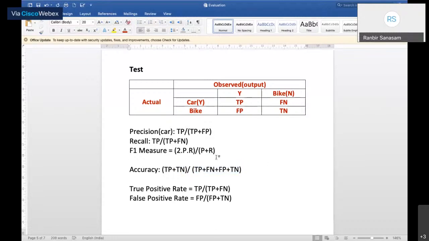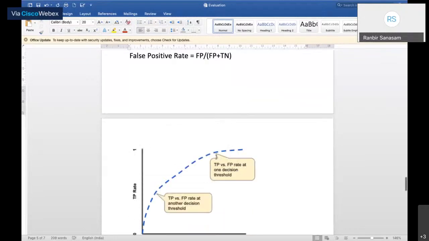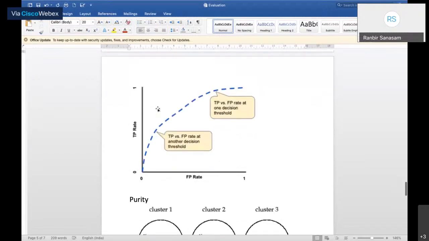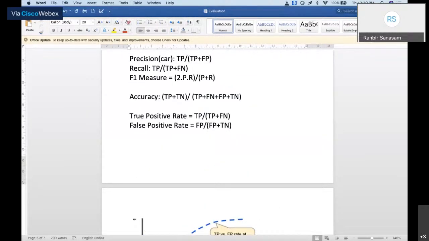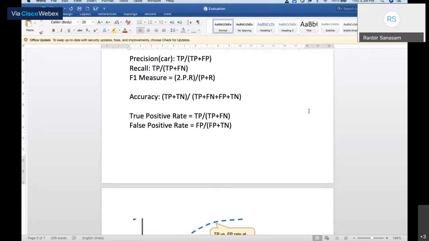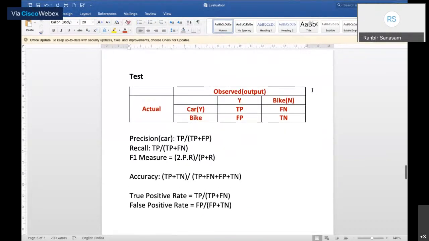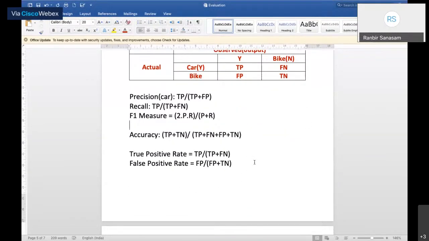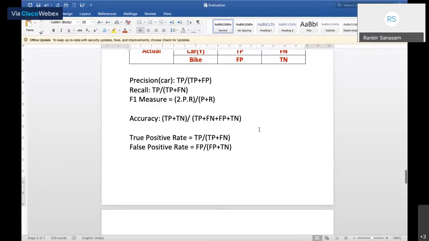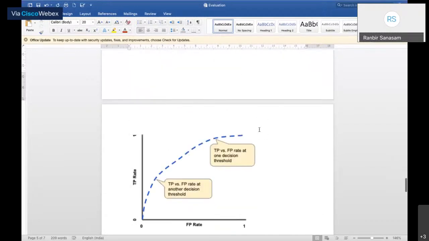In addition to precision and recall, we also have something called the AUC score. I think I will skip that part. Just to quickly say, in order to understand the AUC score, area under the curve, we have to first draw something like the ROC curve. This line is called the ROC curve.